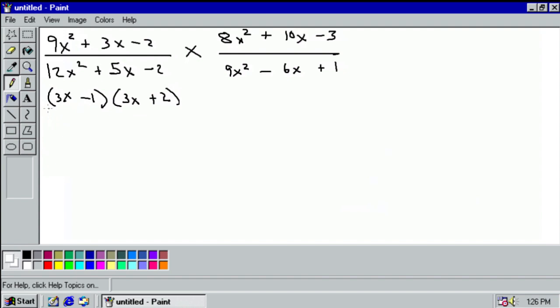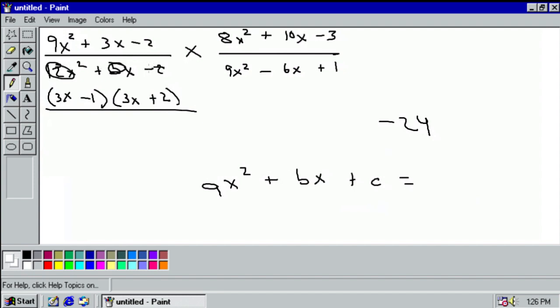Now, for this part, multiply a to c, that will be negative 24. That's like 12 times negative 2. So remember that in a trinomial, you have ax squared plus bx plus c. So this is a, this is b, and this is c. So what are the factors of 24 that add up to b, which is 5?